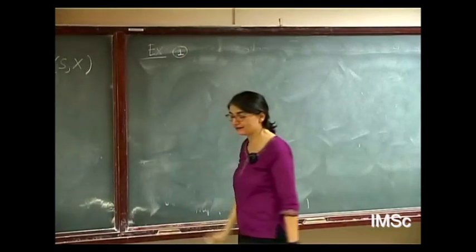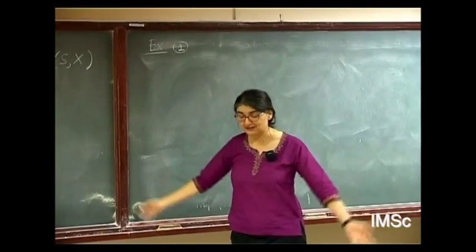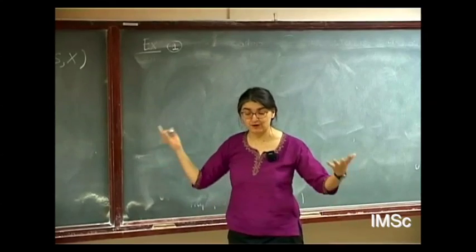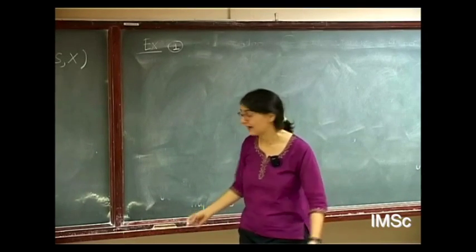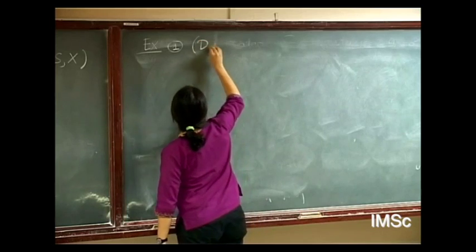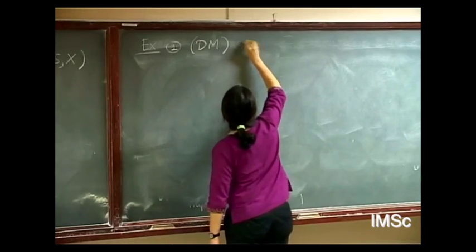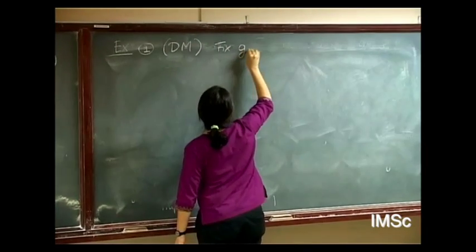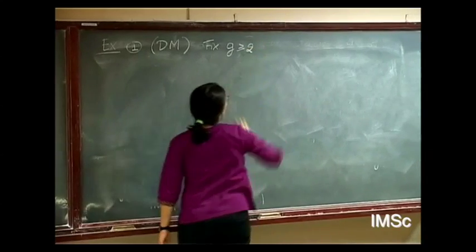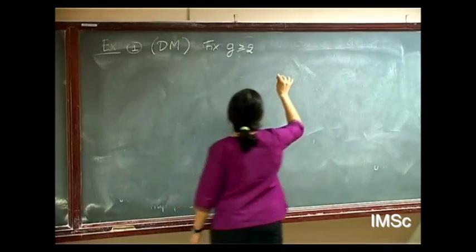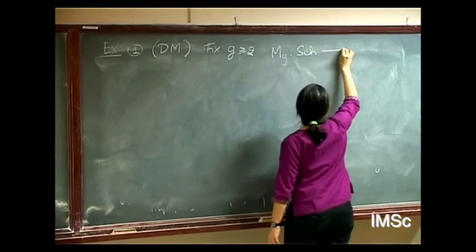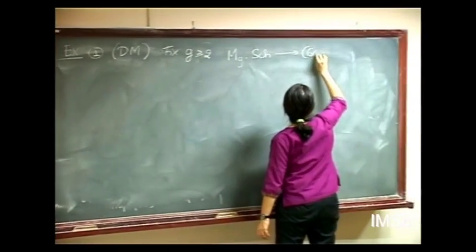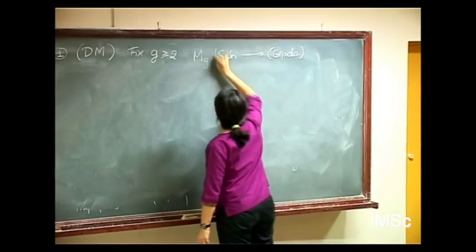and example 1 is chosen because this is the example which was the motivation for defining algebraic stack. So this is due to Deligne and Mumford. You fix a g at least 2, and you define M_g from schemes to groupoids, schemes of.